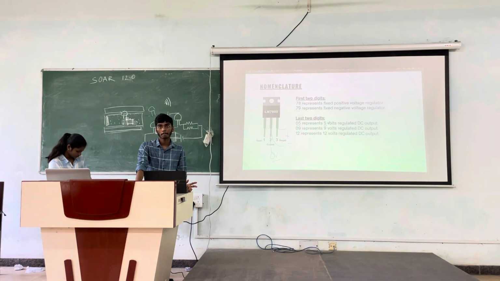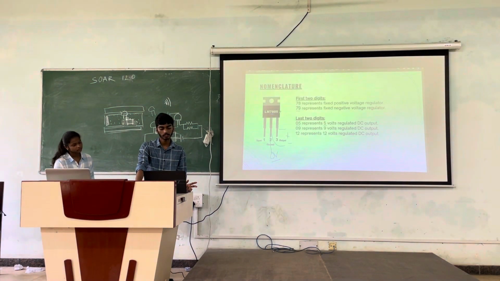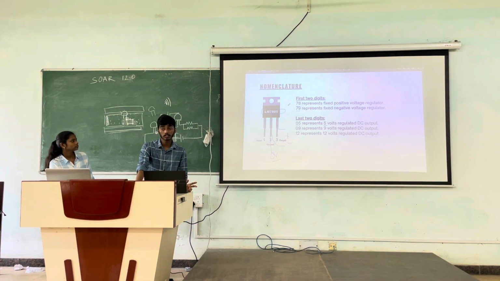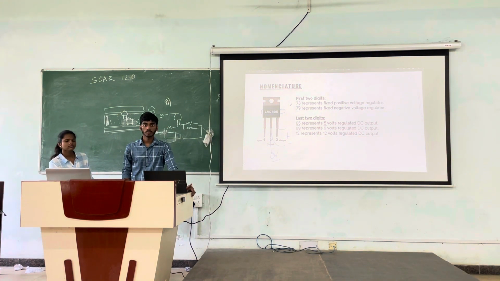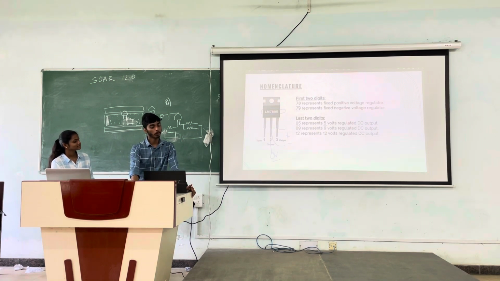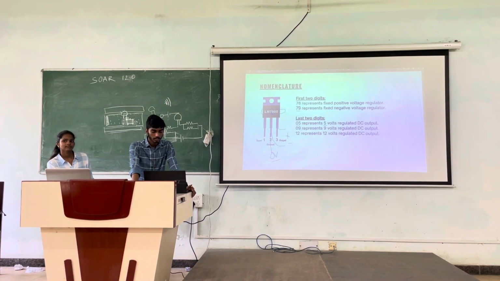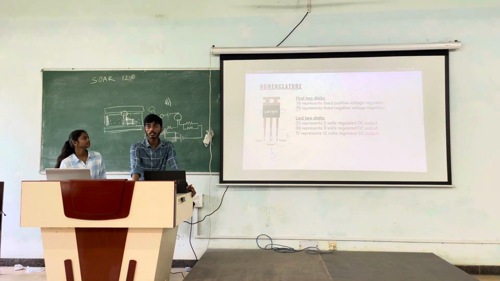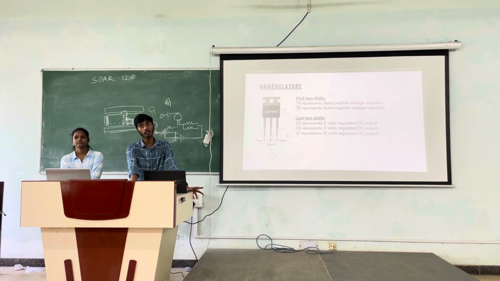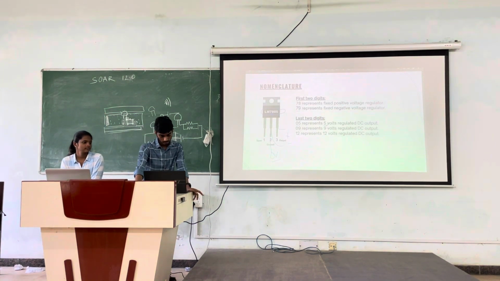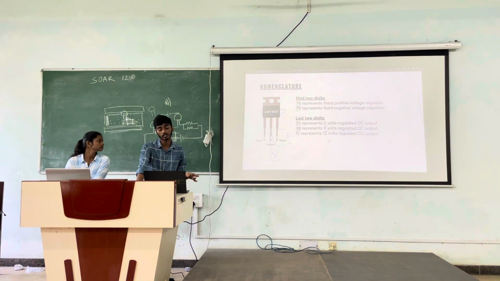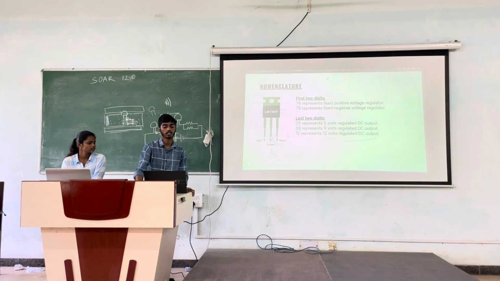So if this IC is 7805, can you tell me what the output voltage is? 5 volts. And is it positive or negative? Positive. Why? Yeah, it is written here 78. So that's why it is a positive voltage regulator with an output voltage of 5 volts. Similarly, if it is written 09, then it represents 9 volts regulated DC output. And if it is written 12, then it is 12 volts DC regulator output. So this is just a basic nomenclature. Let's move further.